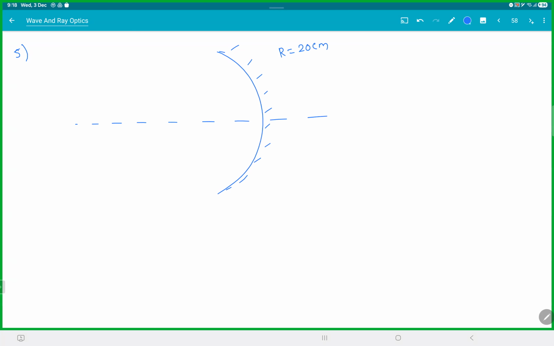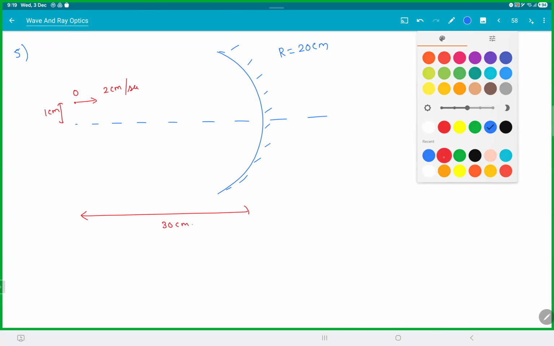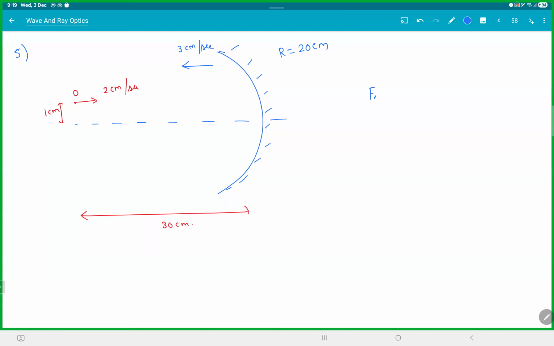We have an object here going with 2 centimeter per second, at a height of 1 centimeter, at a distance of 30 centimeter. Find the velocity of the image. The mirror itself is also going with 3 centimeter per second. Find the velocity of the image with respect to the ground.